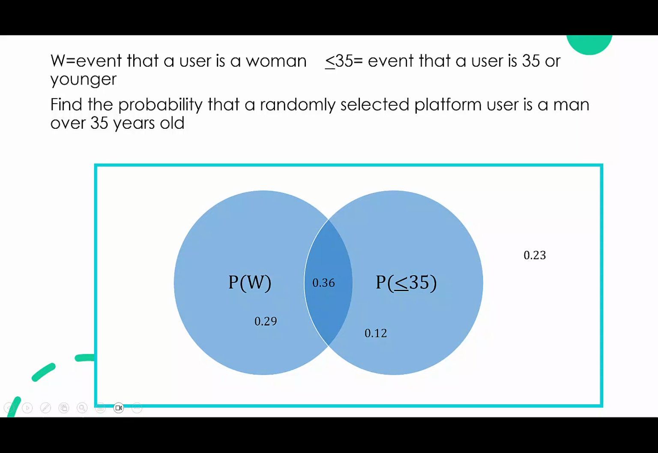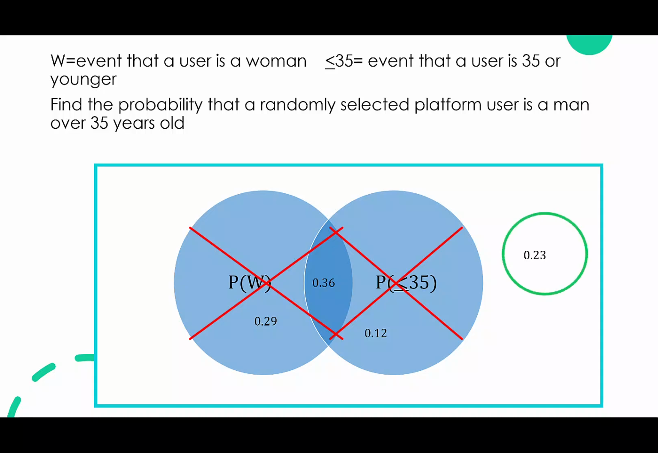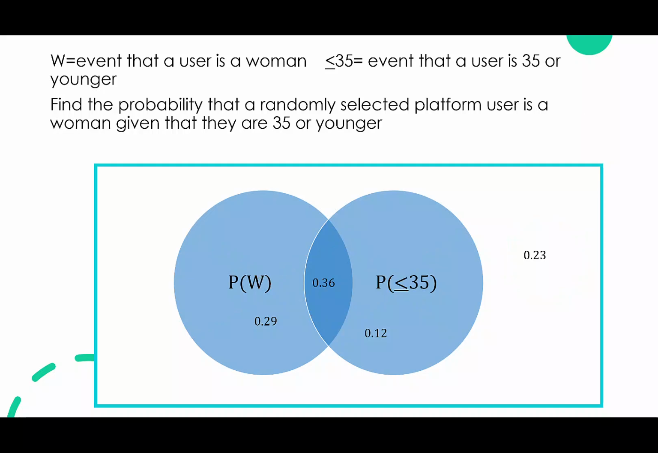Our next question says, find the probability that a randomly selected platform user is a man over 35 years old. So this time, we're not looking at the women's circle. We're not looking at the less than or equal to 35 circle. The only thing we have left here is the 0.23, which is our final answer. Let's try looking at some conditional probabilities to wrap this up.